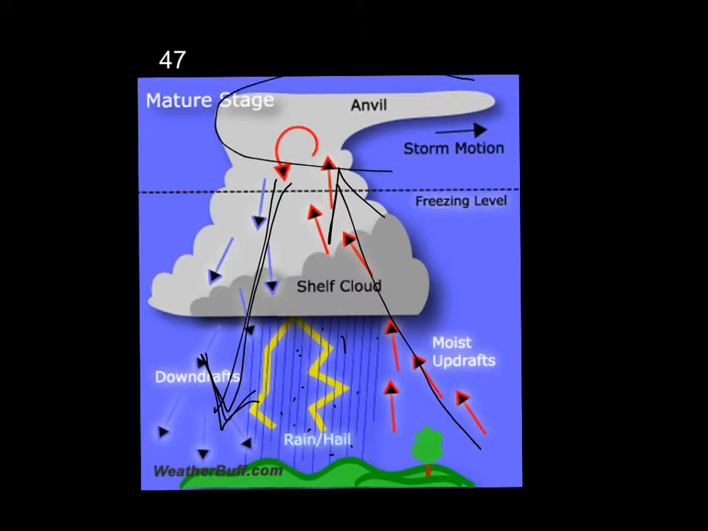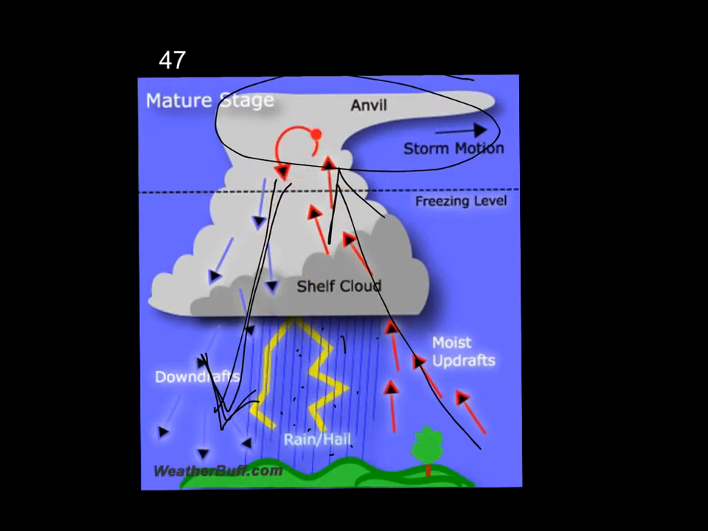The anvil of the storm is going to point in the direction that the storm is moving. One interesting fact about thunderstorms: the reason that they're able to form hail is that hail basically is water that would be coming down as rain, but rather it gets stuck between the updrafts and the downdrafts, and it keeps going and going and going.